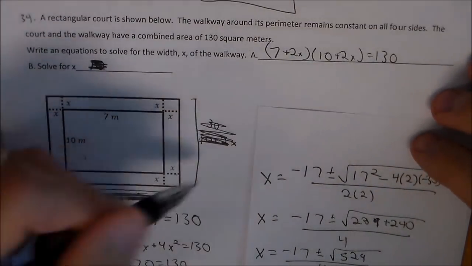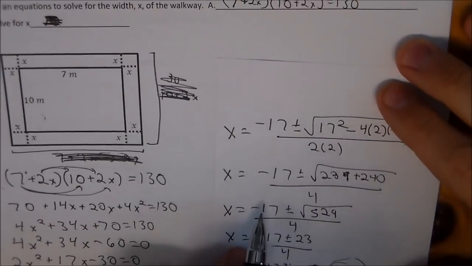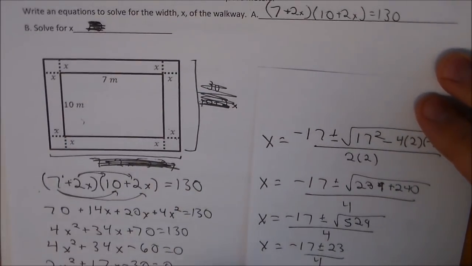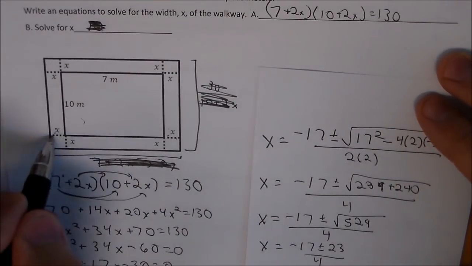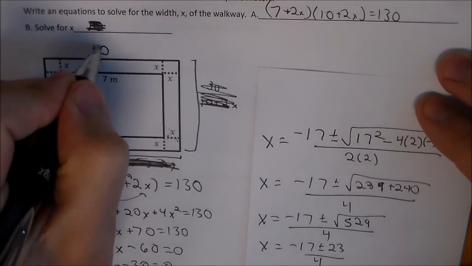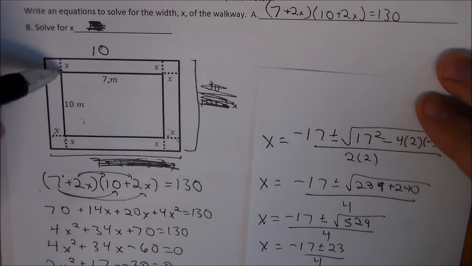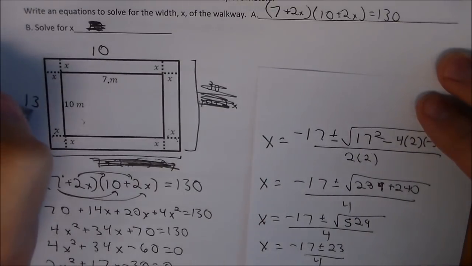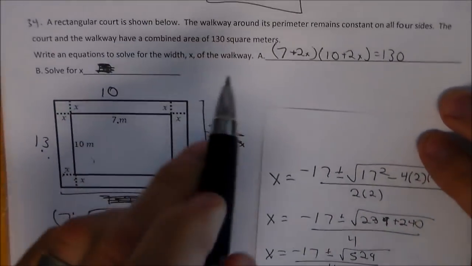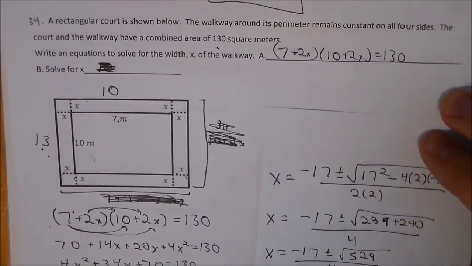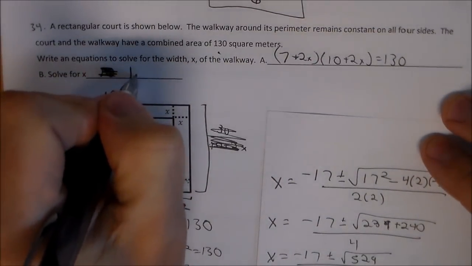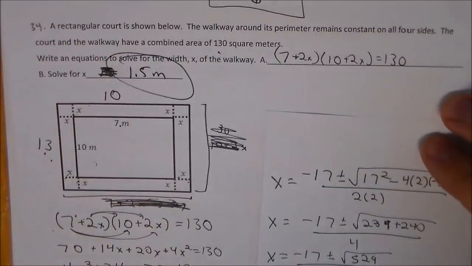As we look up here, and I had to scratch out because I had to record again, forgot a negative. If we put 1.5 here and here, that gives us a total dimension of 10 instead of 7. And then 1.5 here and here gives us a total dimension of 13. 10 times 13 is the area we wanted originally, so the width is 1.5 meters as our answer.